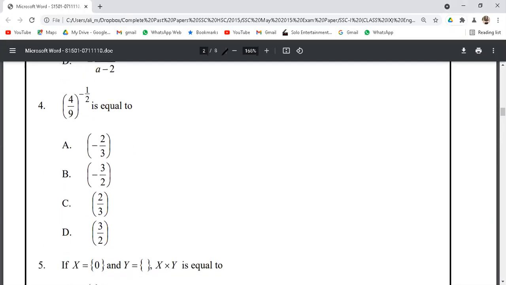And in this question, we have to simplify this rational number. So -4 over 9 whole power -1 over 2. So we know that 4 over 9 and whole power is -1 over 2. So 4, we know that it is equal to 2 raised to the power 2, and 9 is equal to 3 raised to the power 2. And whole power we have is -1 over 2.